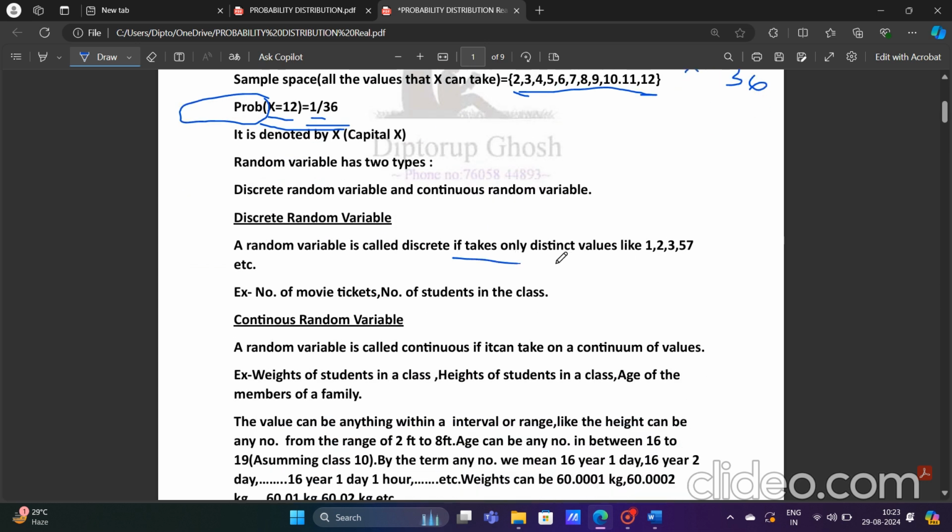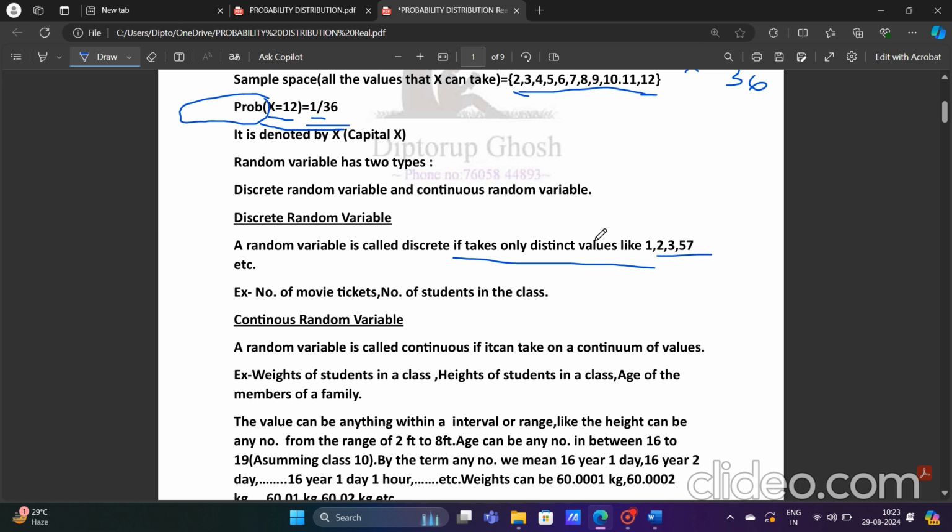What is a discrete random variable? A random variable is called discrete if it takes only distinct values like 1, 2, 3, 7, like the number of movie tickets. You can't say that the number of movie tickets is half, or 1 by 2, or 1 whole 1 by 2, or 3 by 2. This type of thing can't be said about movie tickets. A movie ticket means it will be in a whole portion. It will be 1 ticket or 2 tickets or 3 tickets.